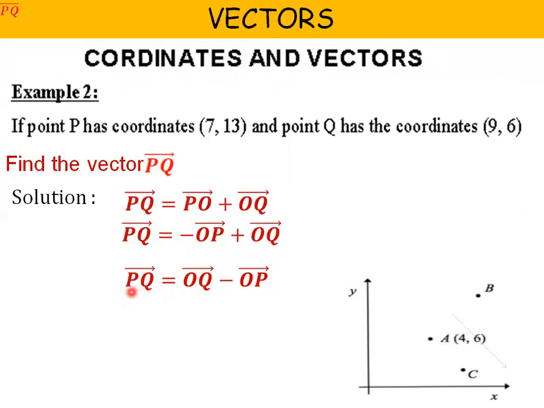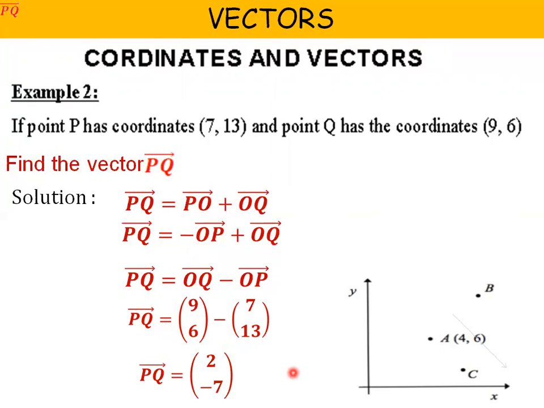So if I'm finding the vector PQ from the coordinates of P and Q, that will be the vector that represents Q, (9, 6) minus (7, 13). (7, 13) is the position vector that represents the point P. And simply, that calculates as (2, -7).